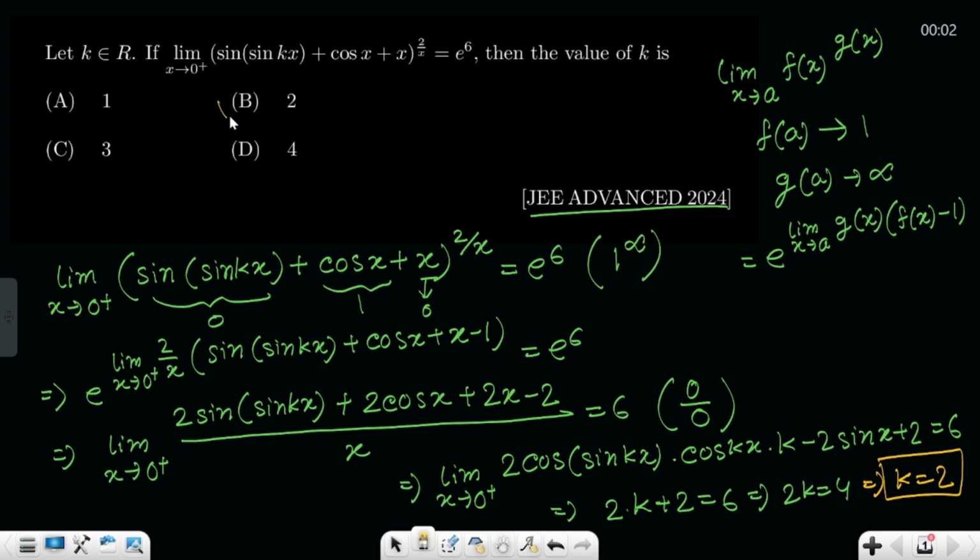So what is the correct option? Option B is the correct option. So this was a simple question, I guess. This was a simple question, not so hard. The main thing is this one.